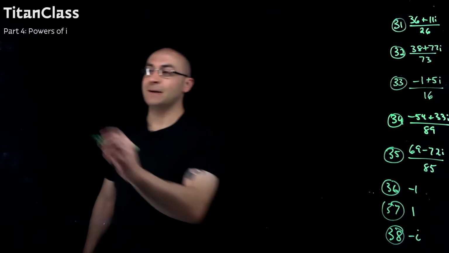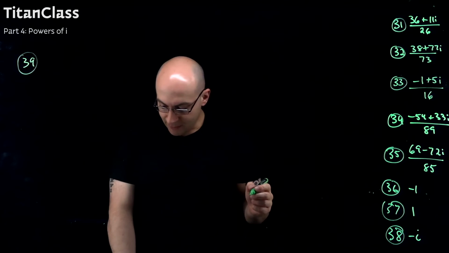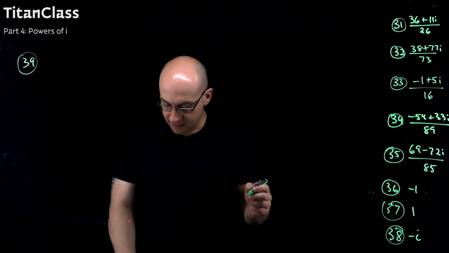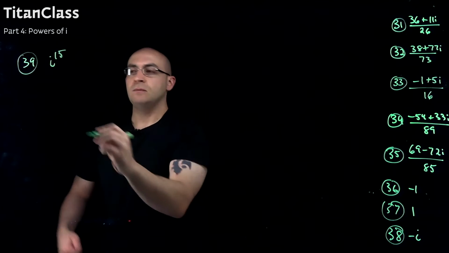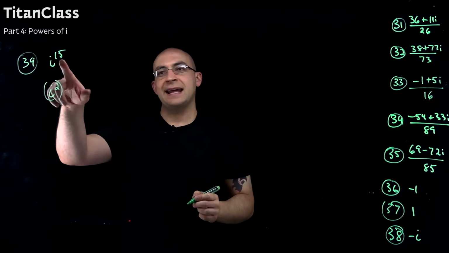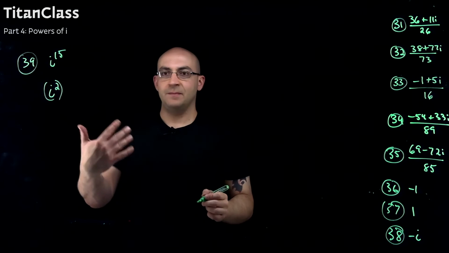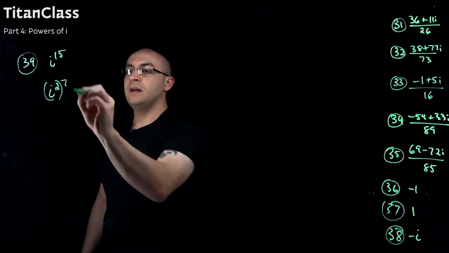Okay, I got tripped up on that one. Number 39, because the process is weird on that one. Okay, number 39, I'm going to skip ahead a little bit. Let's do i to the 15th power. Well, I can rewrite this as i squared, and I can't divide 15 by 2 because it's going to give me a decimal, right? But 14 I can divide by 2, and that gives me 7.